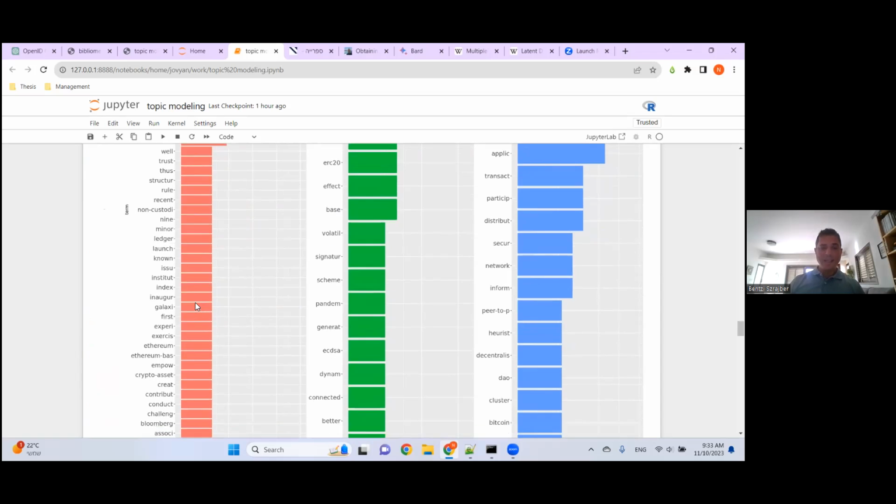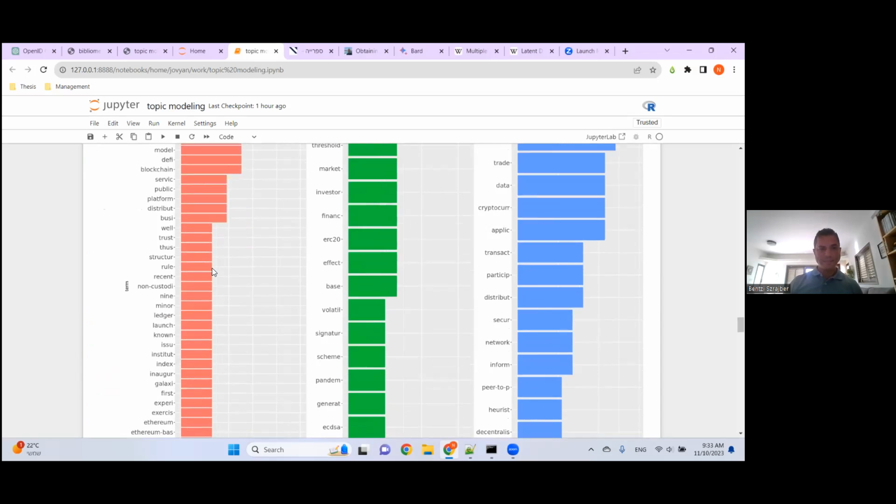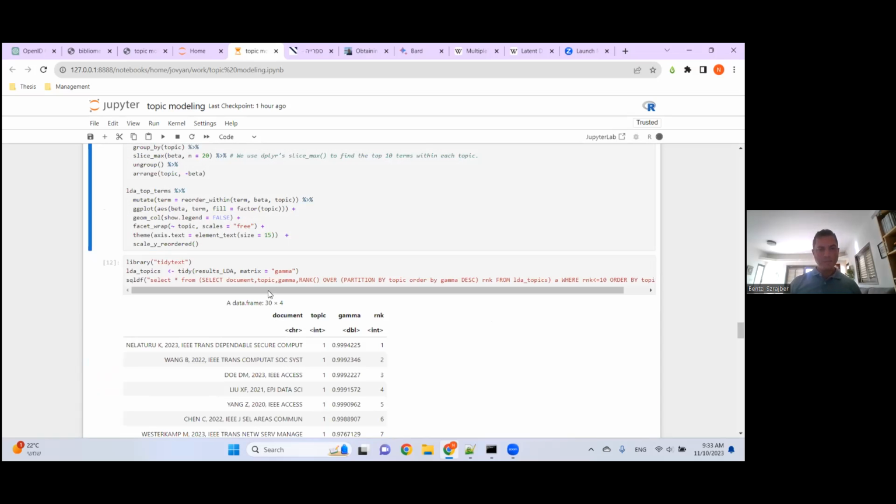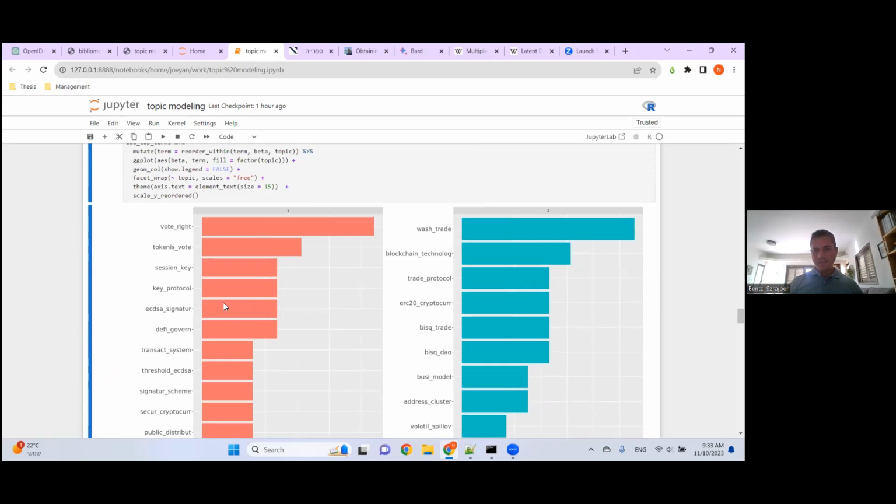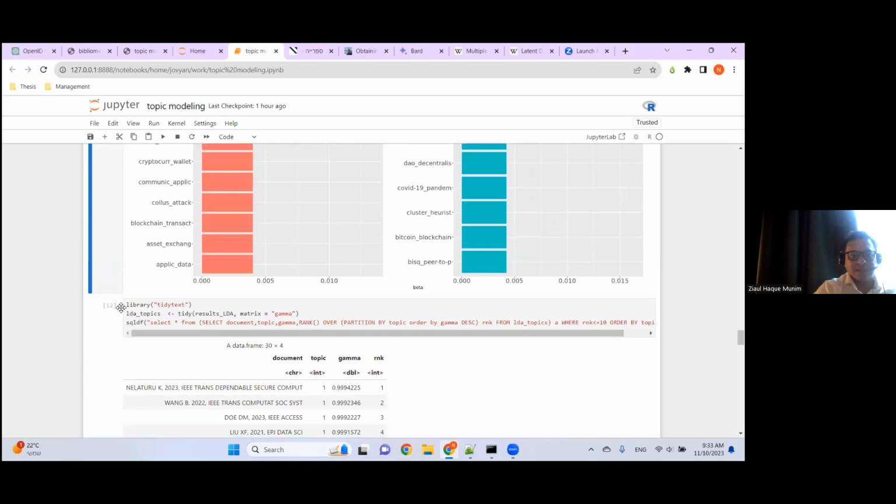And another thing, again, bolt right and wash trade are important keywords here. So you might want to see what's going on inside that cluster. What is that cluster talking about? This is interesting.